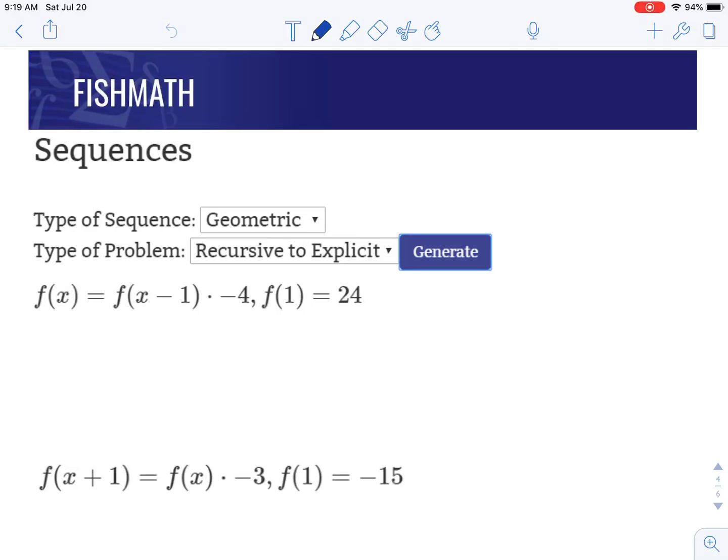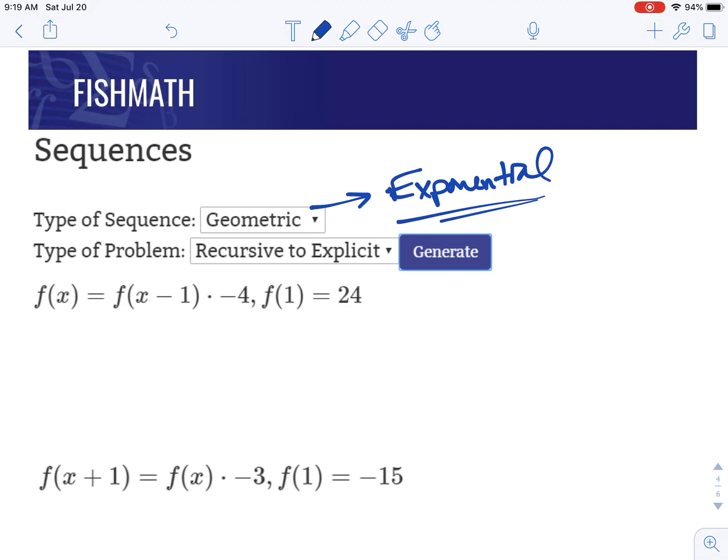Hi everyone, we're going to look at how to do recursive to explicit formulas for geometric sequences. Whenever you think geometric sequence, I want you to think exponential relationship or exponential function. Just like how arithmetic sequences are like linear relationships, geometric sequences are like exponential relationships. So instead of a constant adding or subtracting like in arithmetic, geometric sequences have a constant factor, a constant amount we're multiplying by. So what we're given here is recursive relationships, and we're going to make them into explicit formulas.